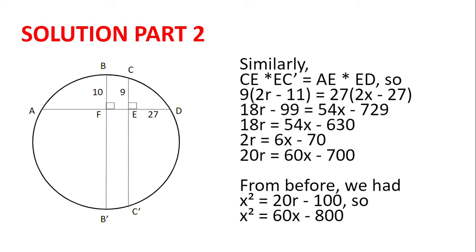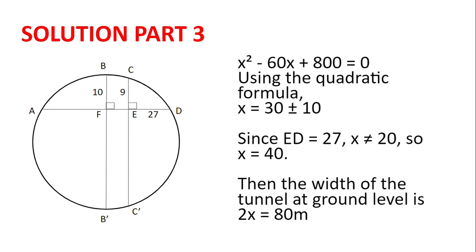From before, we had x squared equals 20r minus 100, and so x squared equals 60x minus 700 minus 100, which is 60x minus 800. x squared minus 60x plus 800 equals 0. Using the quadratic formula, we find x equals 30 plus minus 10.